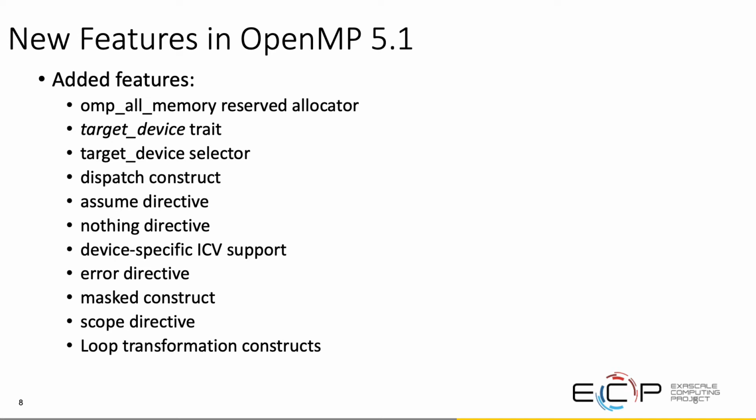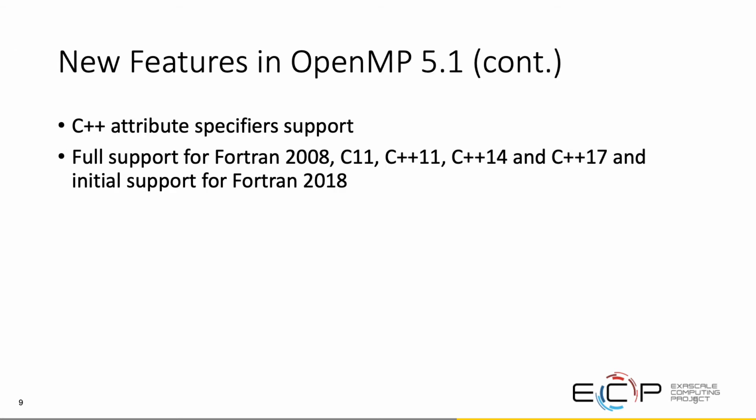The error directive was introduced, which is particularly important if the user wants to add some specific errors in certain conditions, which was not possible before. The mask construct has replaced the master construct with mostly the same features, and we have the loop transformation constructs and the scope directive for use. Other than that, OpenMP 5.1 adds the C++ attribute specifiers support, as well as full support for Fortran 2008, C11, and thereon.